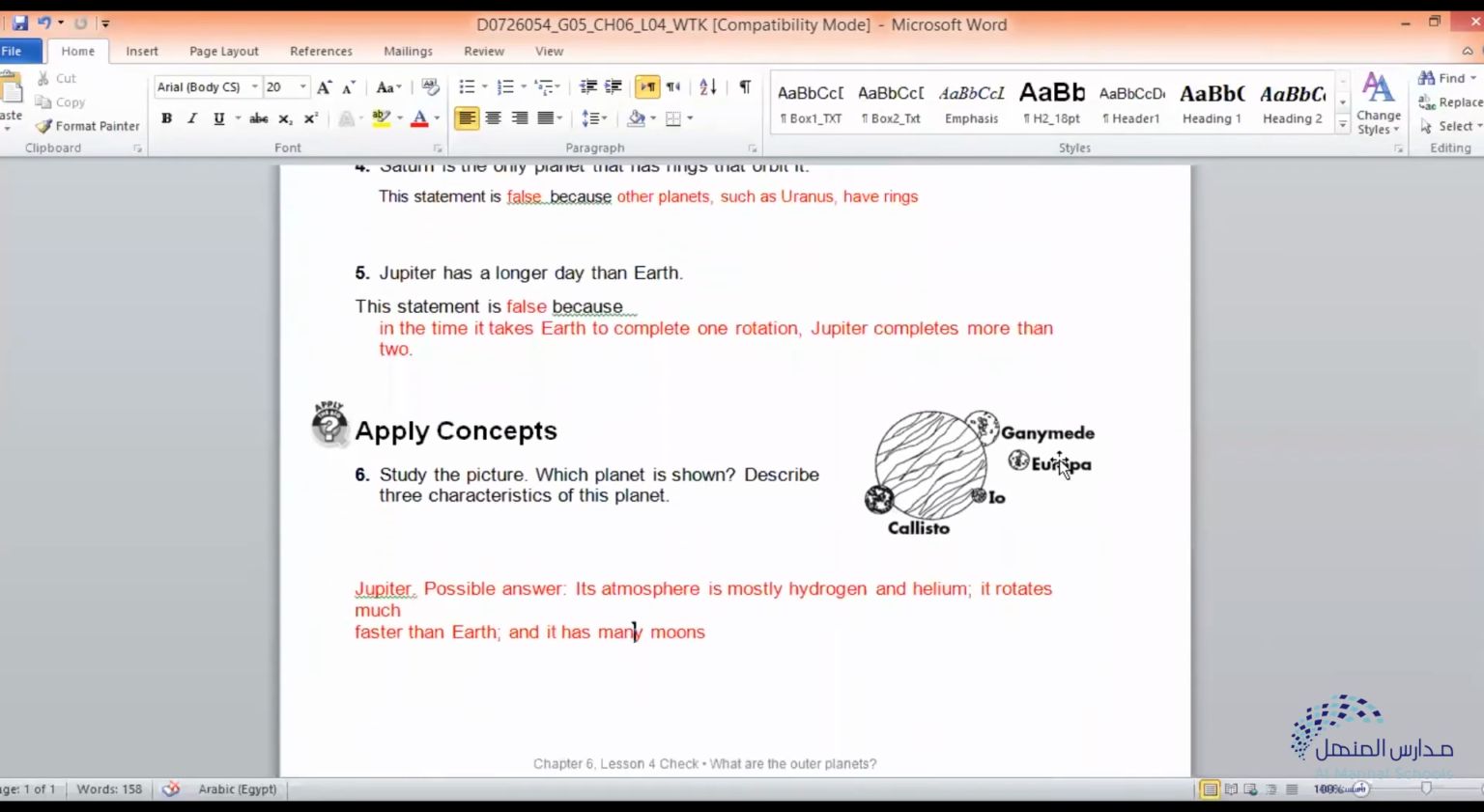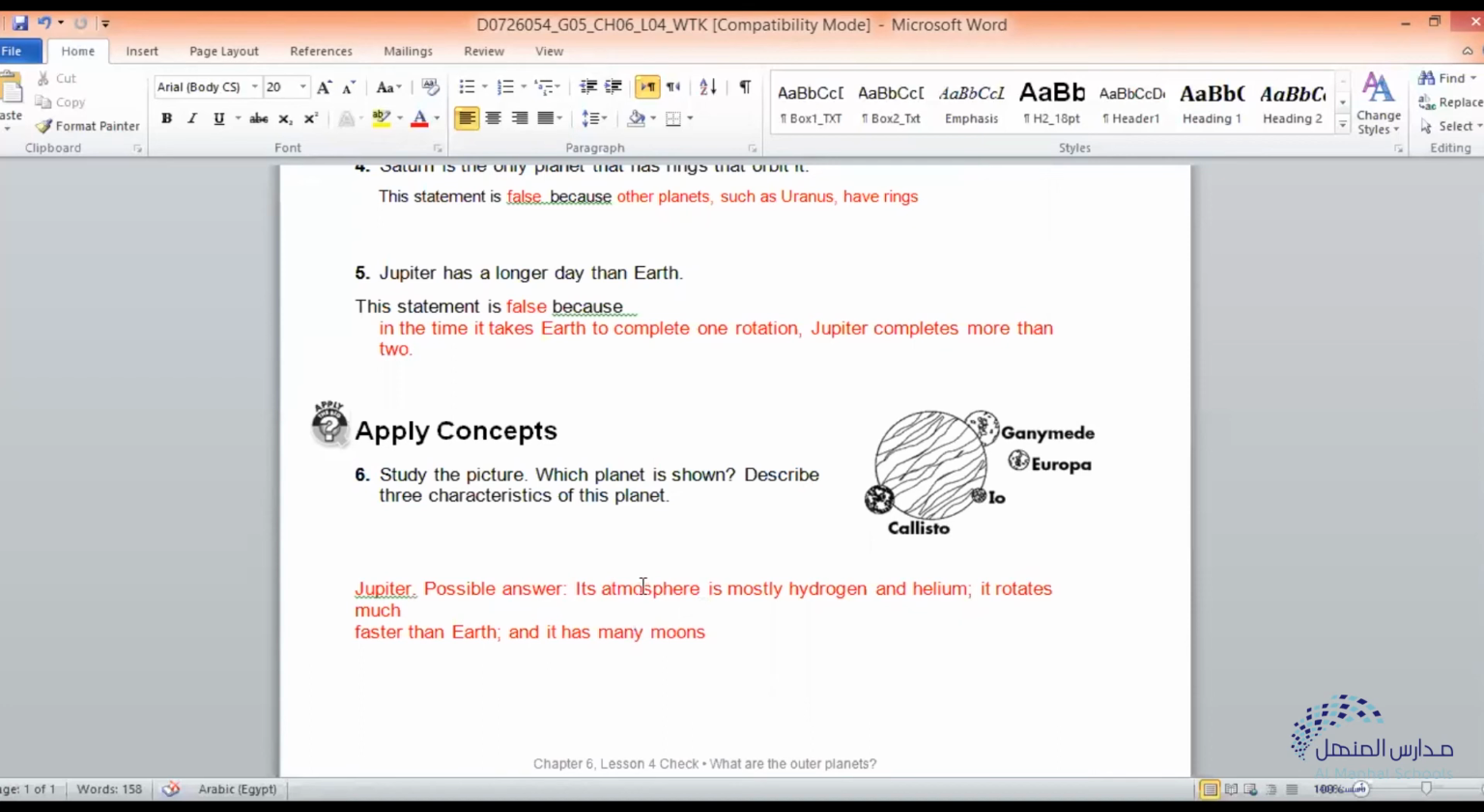Apply concept. He gave me an image. Okay, do you remember these names? Ganymede, Europa, Callisto, Io. They are names of moons around a planet. So which planet has these? Is it Jupiter? Yes, it is. The possible answer is Jupiter, because when we studied Jupiter, we said it is the only planet that has moons with these names, Europa and Ganymede and Callisto, Io. It's Jupiter. So it's a possible answer we can mention.